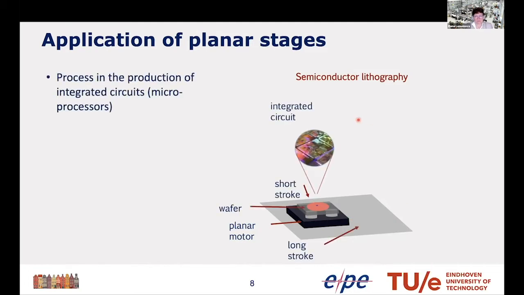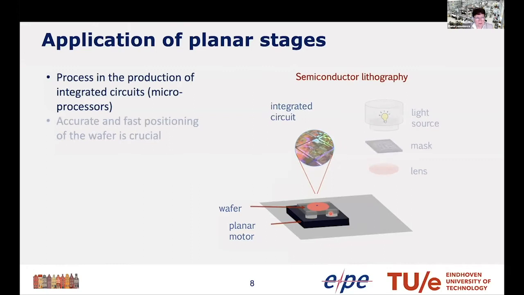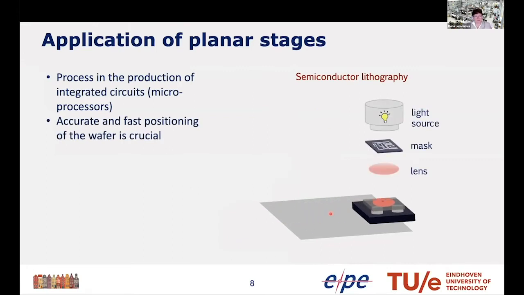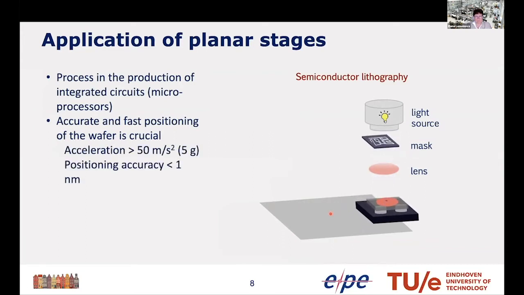So the integrated circuit is imaged by means of light to the wafer from the reticle, and the short adjustment, in the nanometer range, is done additionally by the so-called short stroke actuators. The process of production of integrated circuit microprocessors is very accurate and fast positioned, and the position of the wafer is crucial because any discrepancy or inaccuracy in the position of the wafer will bring mistakes in the imaging from the mask of the reticle.